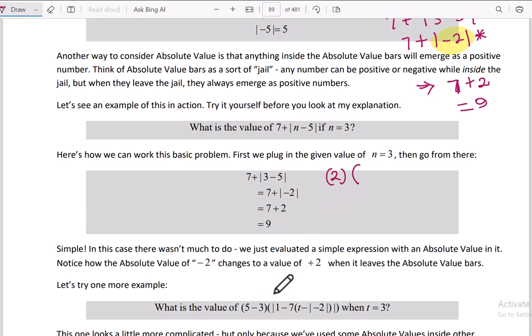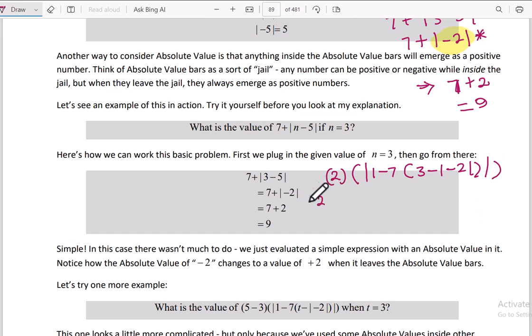So from here, let's fix this inner place first. We have the absolute value function 1 minus 7 in brackets, t is equal to 3. So 3 minus, okay, 3 minus the absolute value of negative 2, and then you have brackets close under the absolute value function, and then brackets close again. So what's happening here?